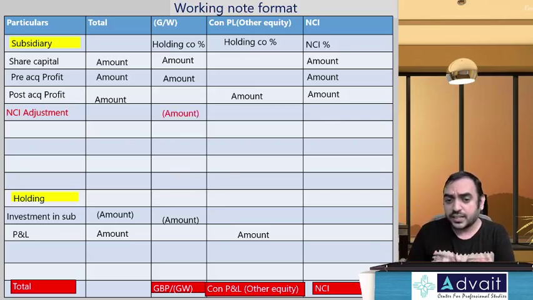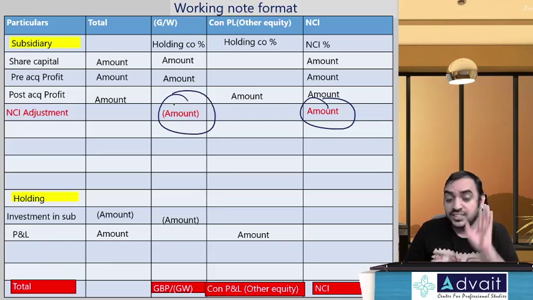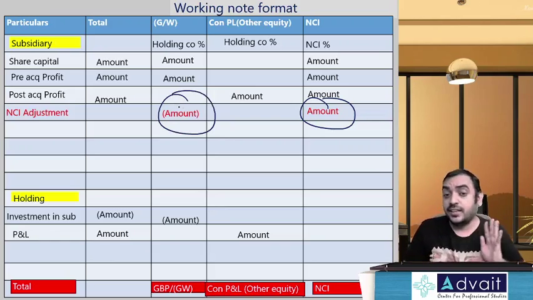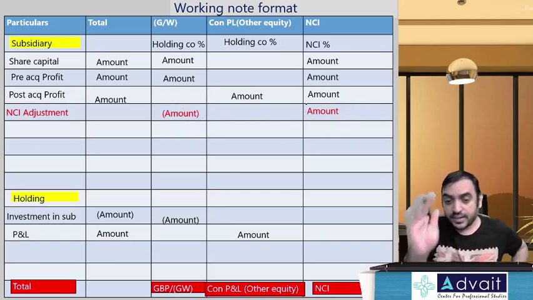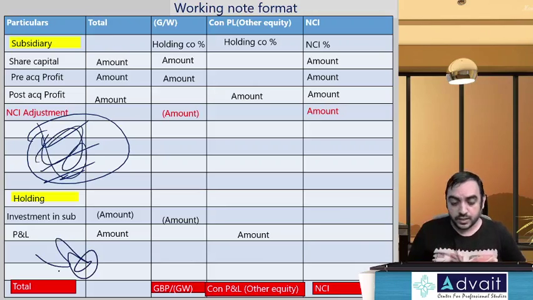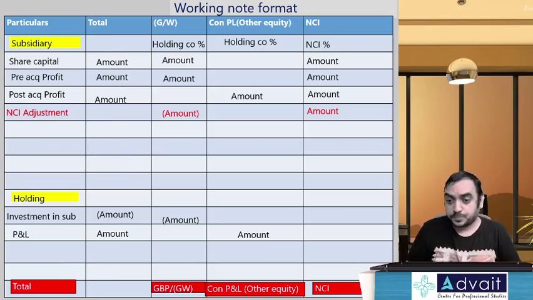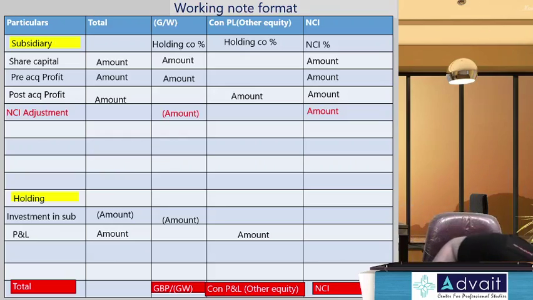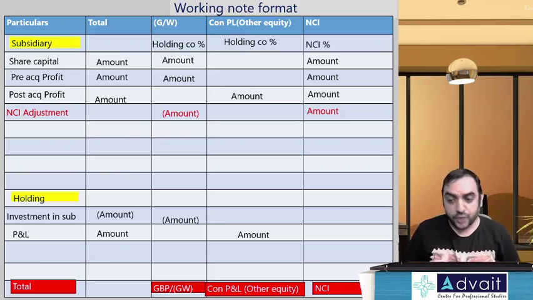As of now, most probably it will be plus in NCI, minus in goodwill, because fair value will be high. Mostly, not necessarily. Anyway, please write down this format. Leave enough space, some 7-8 lines, 4 lines here, and 3-4 lines here. Leave a full page. Write the full page and leave these blanks, because we have to fill them up later for other adjustments. Write down the format. Any doubts you can ask.